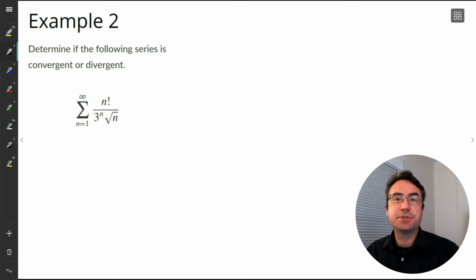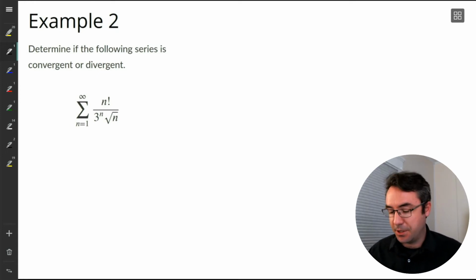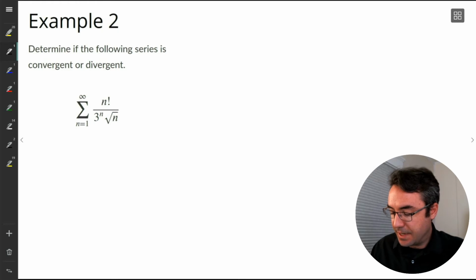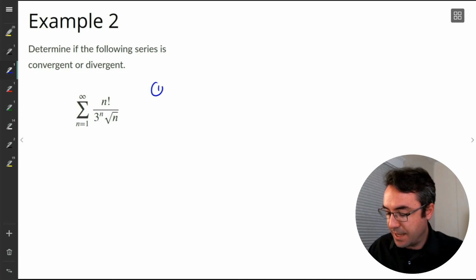So let's look at example 2. We're going to determine if this series is convergent or divergent. So it's the sum from n equals 1 to infinity of n factorial over 3 raised to the power n times the square root of n. We're going to test this using the ratio test. And let's get this started. So step 1, let's go through our setup here.